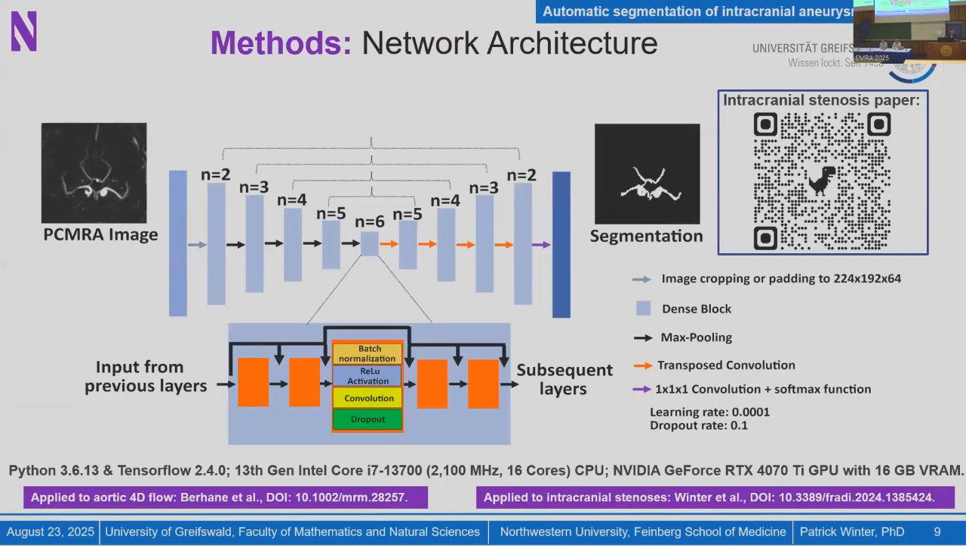So for the automated segmentation, we used a 3D UNet consisting of so-called dense blocks. This network was originally developed by Haben Berhane from Northwestern University. And Haben originally applied this network to aortic 4D flow measurements. And we applied this network then to intracranial stenosis patients.